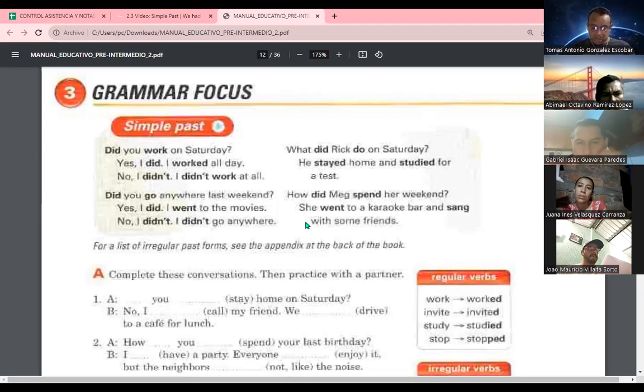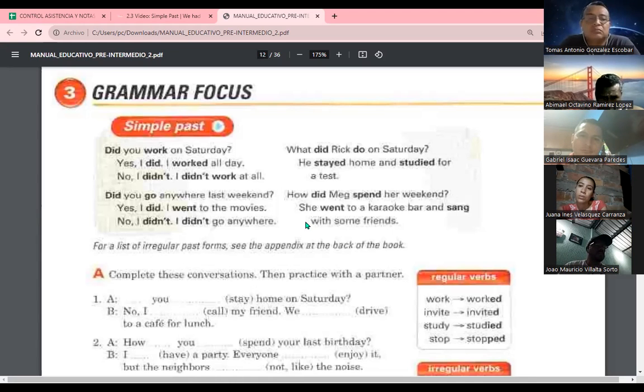Cuando queremos decir no, but in negative, okay? No, I didn't. No, I didn't go anywhere, okay? A ningún lado. Muy bien. Luego tenemos, how did Meg spend her weekend? O sea, ¿cómo pasó su fin de semana?